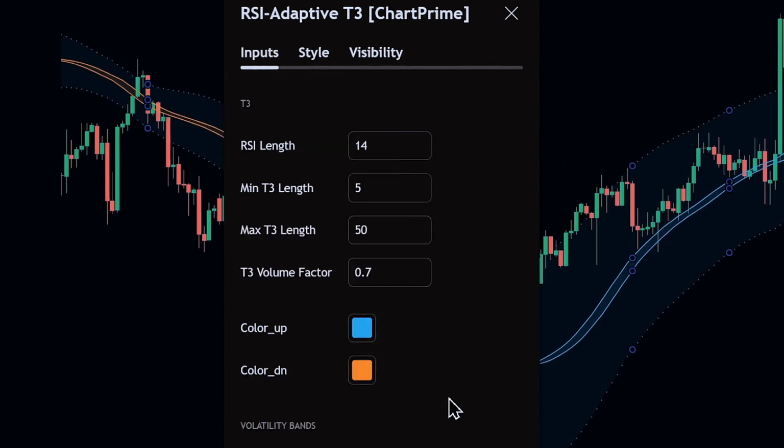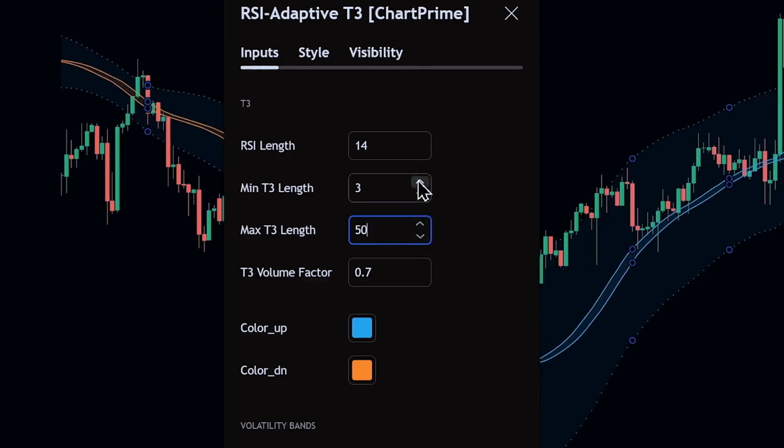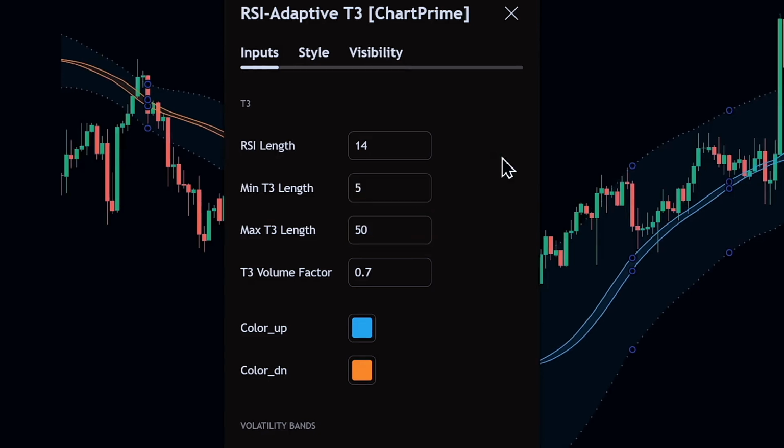As with most indicators, you can personalize the colors of the T3 line, bands, and any fill areas to suit your preferences. Scalpers might prefer a narrower range for the minimum and maximum length to generate quicker signals, while swing traders may opt for a broader range with longer lengths to smooth out short-term market noise. The default settings are a solid starting point, but experimenting will help you find what best fits your trading style.